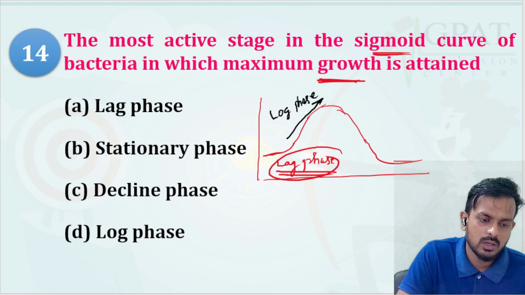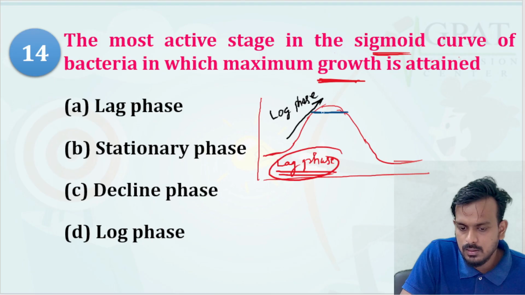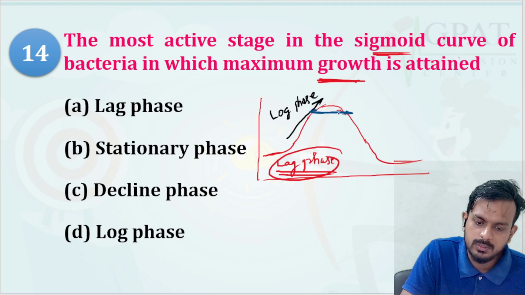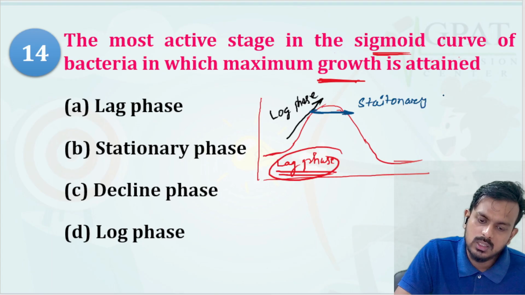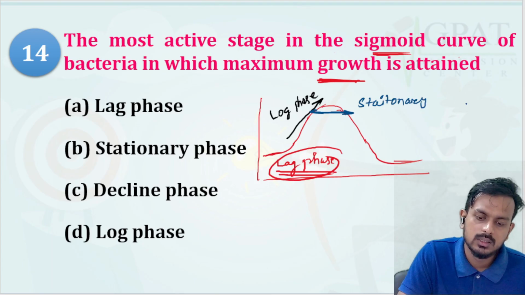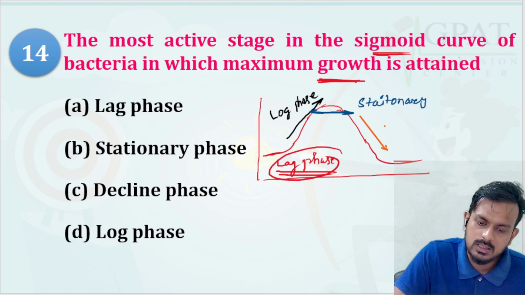Okay. Now what you are seeing is a plateau-like phase over this time point. That is your stationary phase, when growth is equal to death. And the last phase is your decline phase. Here your growth has started to decline. That is called the decline phase.